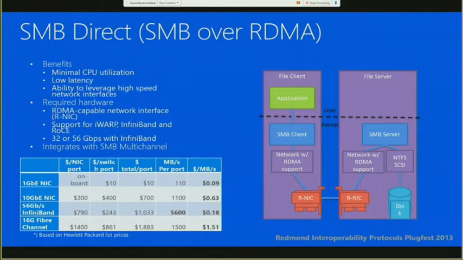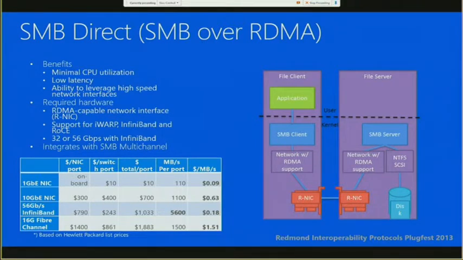And for reference, on the bottom, you see 16 gig Fibre Channel. It's still rather pricey because the cards are, you know, I found more HBAs than switches. I only found switches from one vendor so far. So it's an emerging technology, 16 gig. Again, what I found in terms of pricing, $1,400 per port for the NIC, the switch port 861, puts the total at 1,883. The bandwidth you can get on a 16 gig Fibre Channel is about 1,500 megabytes per second. That puts the cost at $1.51 per megabyte per second.